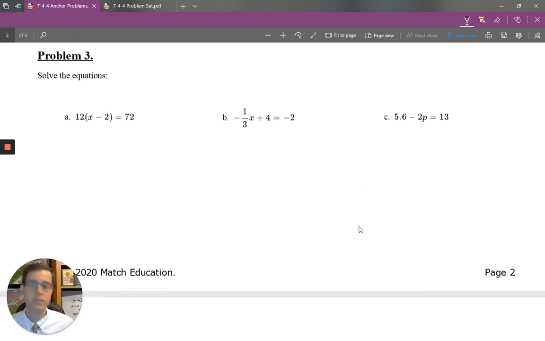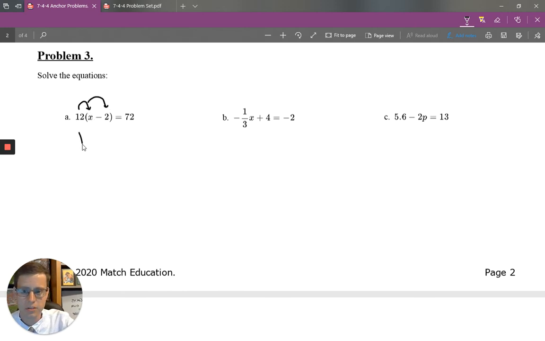And then we have a bunch of equations here. Let's go for it. Remember, there's two ways to solve this one. Sometimes you could divide by 12, and this will be nice. Sometimes it's just easier to distribute. And in this question, I'm just going to distribute.